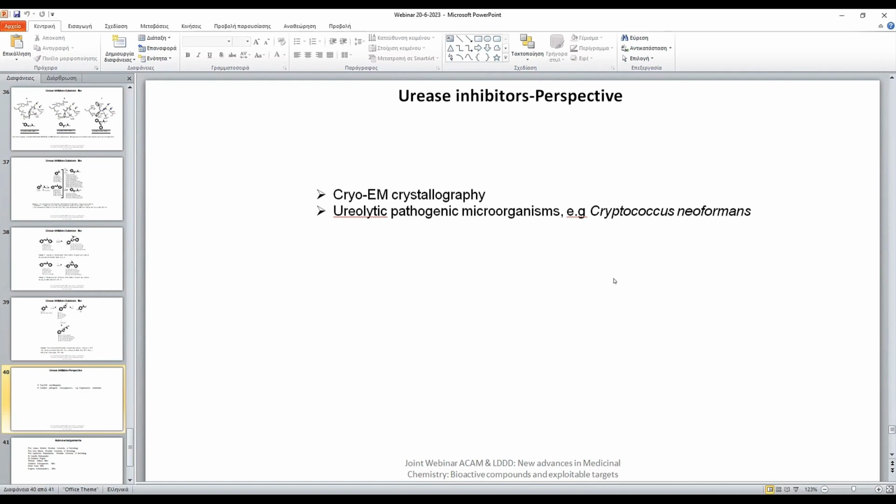But also, we are moving to other pathogenic microorganisms like Cryptococcus neoformans, which is a very pathogenic one. We are working now on that. And also, again, we continue with substrate-like inhibitors. Why not?